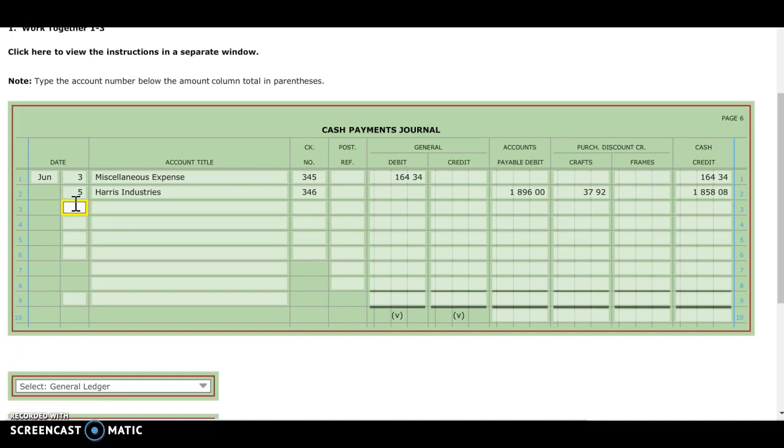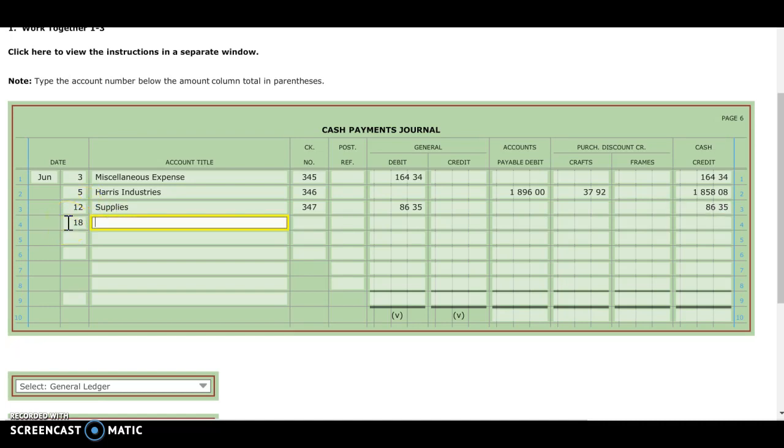On the 12th, we paid cash to Mason Office Source for supplies, $86.35. Check number 347. So the 12th, this one's pretty easy. It doesn't matter who we bought from. We just bought supplies, so we're going to debit our supplies account. That was check 347. We're going to debit supplies for $86.35, and we're going to credit cash for $86.35.